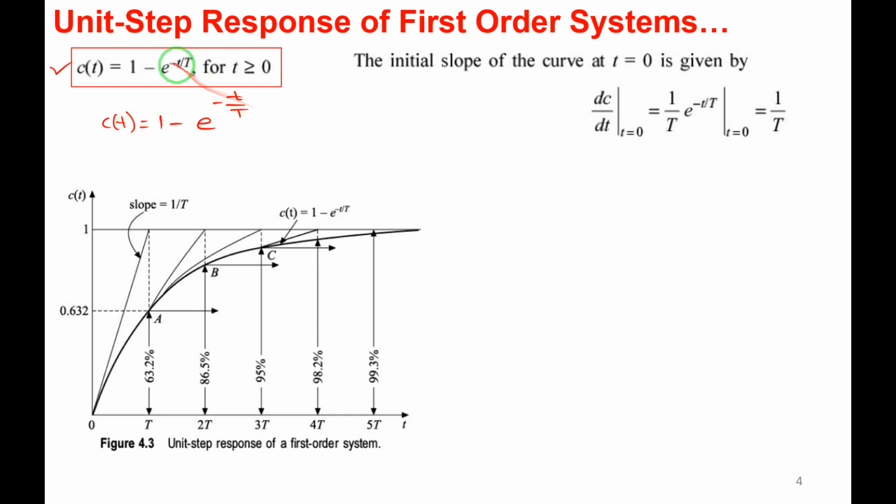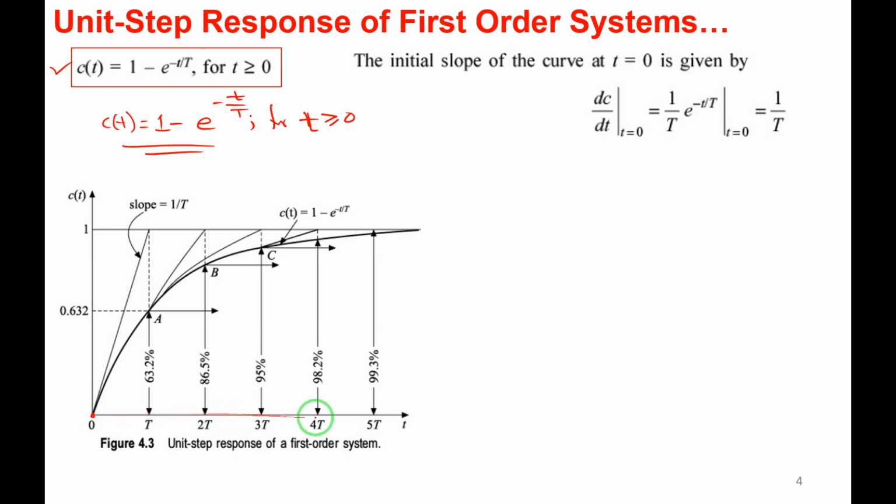Like this, they have written like this, right? 1 minus e to the power of minus t by T, for t greater than or equal to 0. Is it fine? This is the unit step response we have already obtained. Then for various values of t, substitute t equal to 0 here. If this is 0, what will happen? This term will be 1. 1 minus 1 is 0. So locate it here.